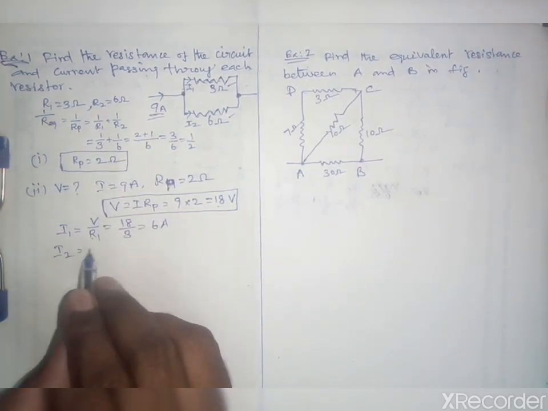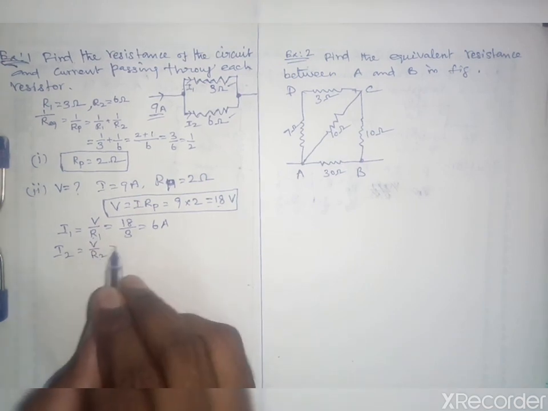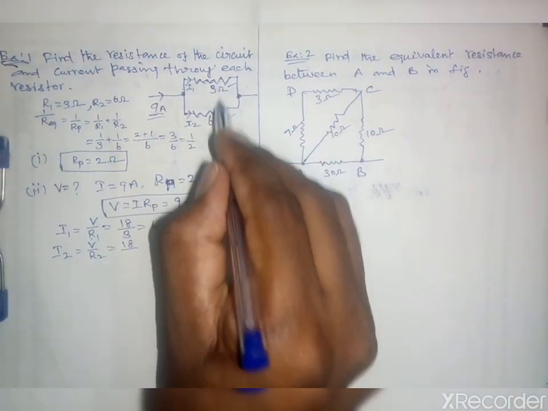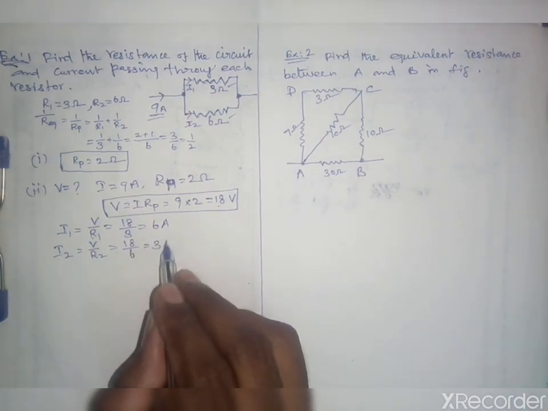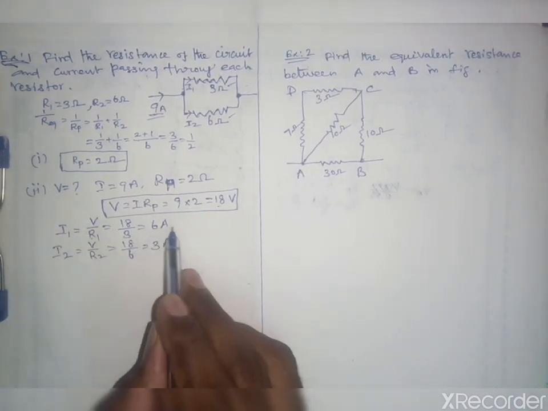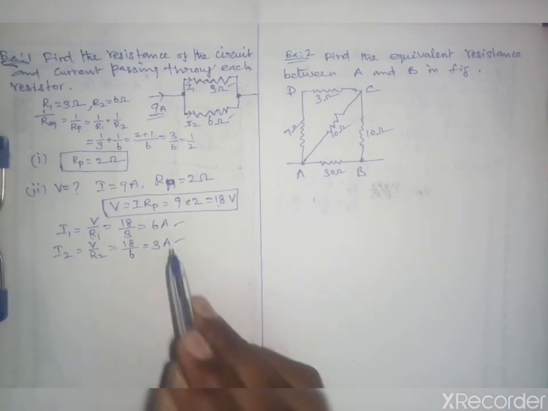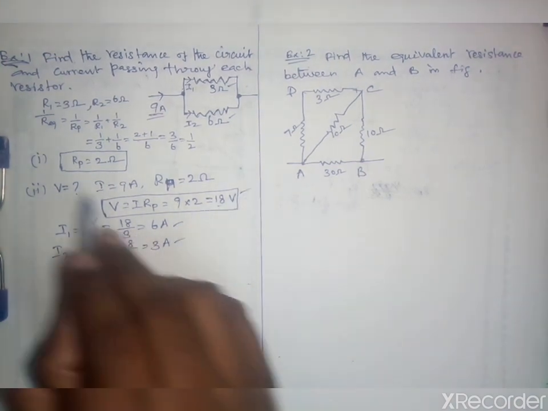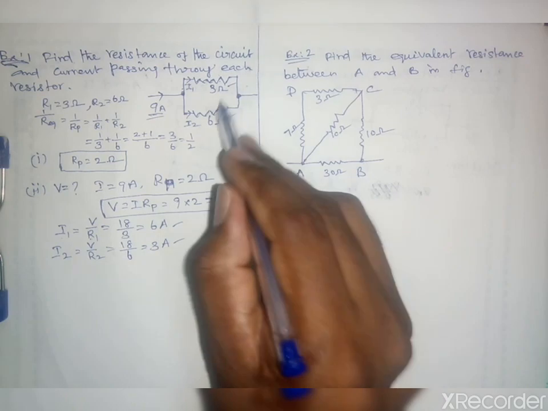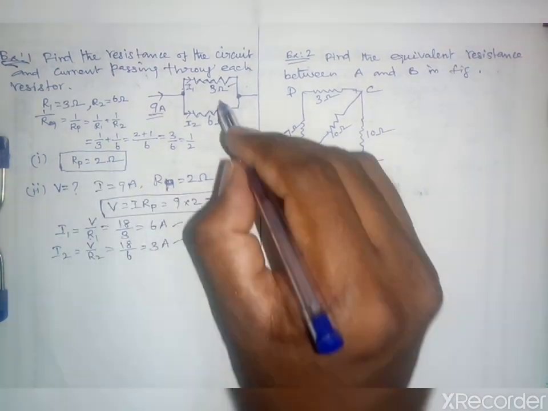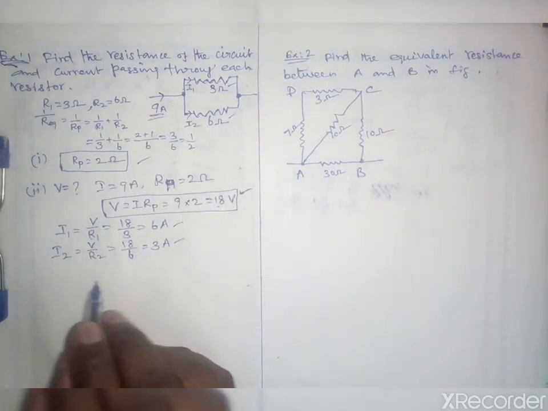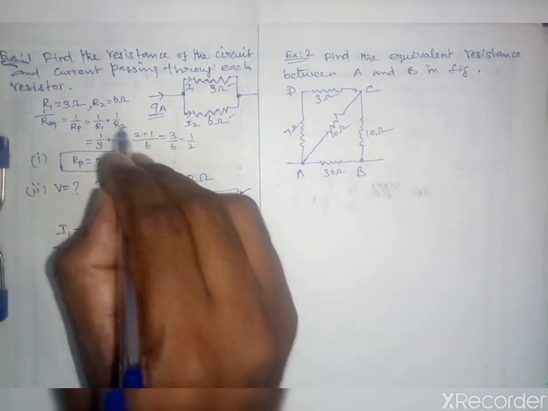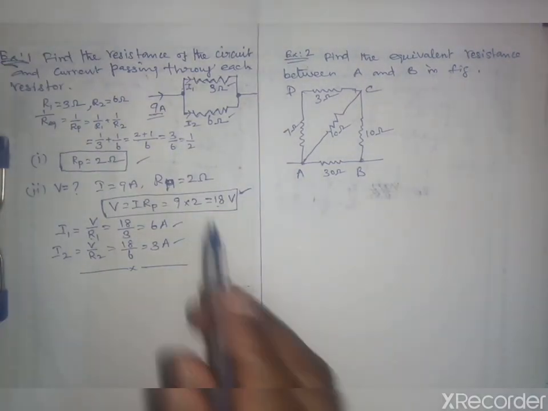Similarly, I2 equals V by R2. V is 18, the same potential difference, and R2 is 6. So 3 will be the answer, in ampere. So finally, I1 equals 6 ampere, I2 equals 3 ampere, and V, the total potential difference of the circuit, will be 18 volt, and the equivalent or total resistance will be 2 ohm. So all these things we can easily find using these formulas.